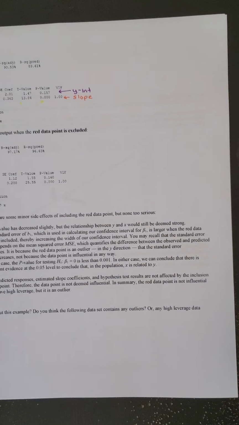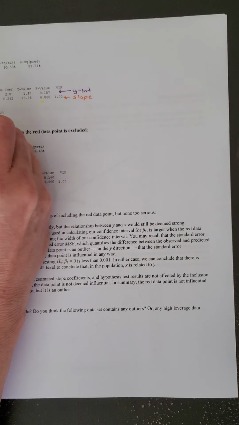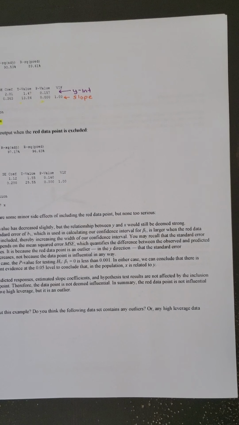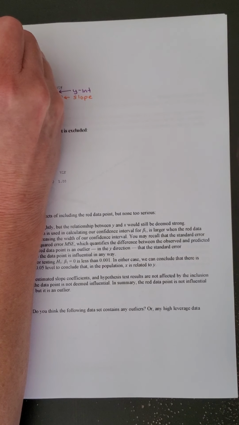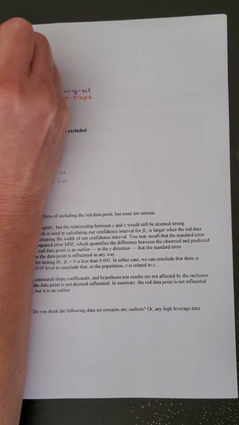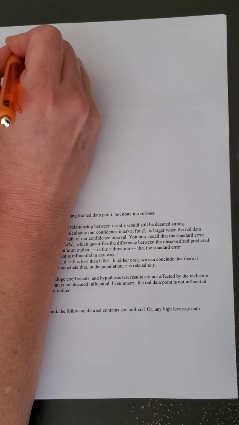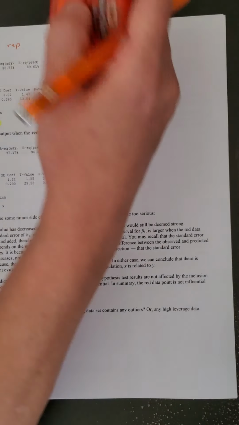And then you need to be able to read that regression equation. So there's your regression equation. All right, and this was, again, for when the data point was included. It got cut off, but this is including the red point, I'm sorry.